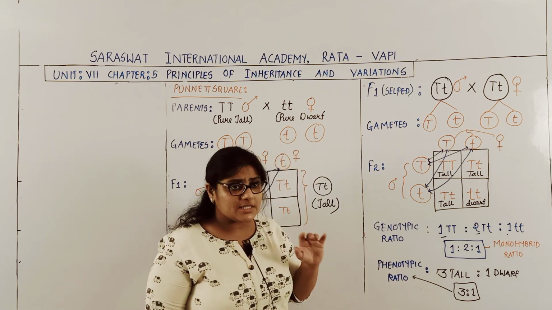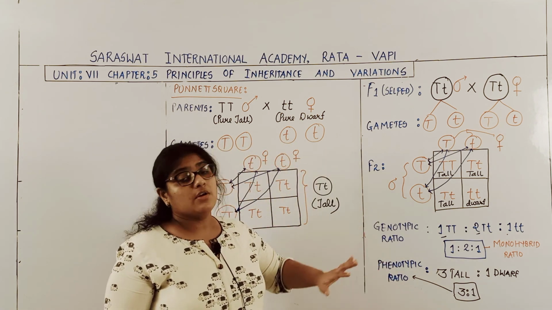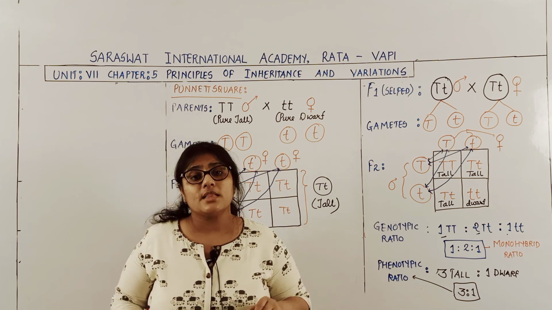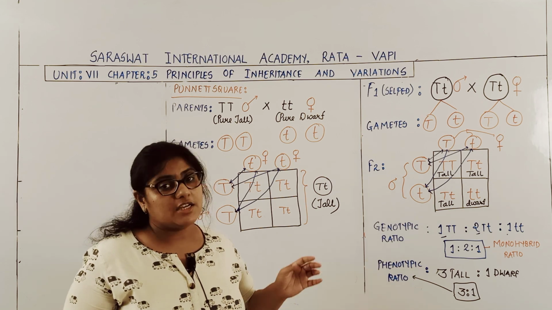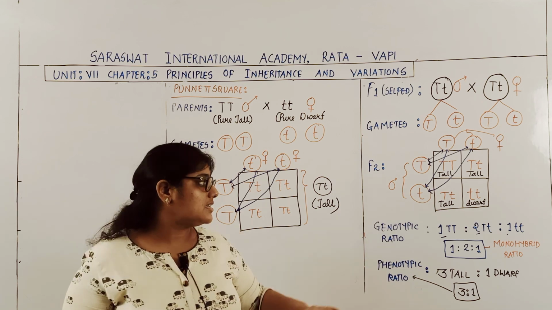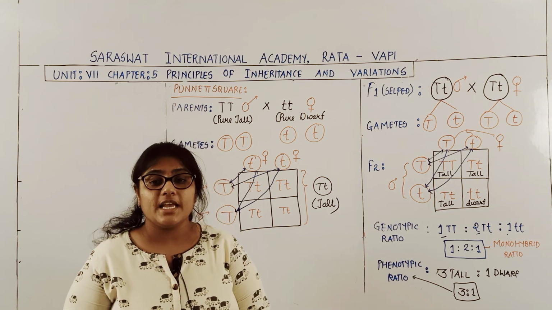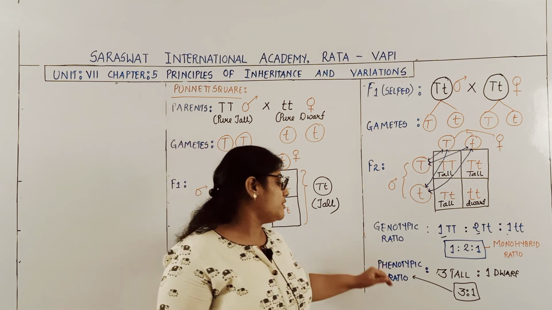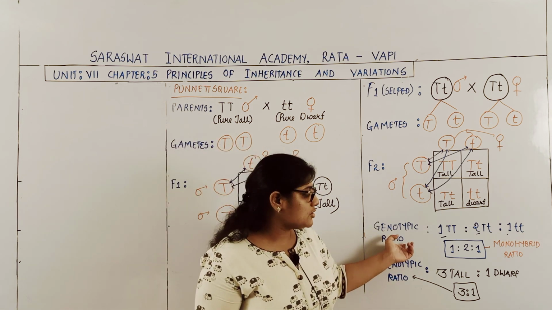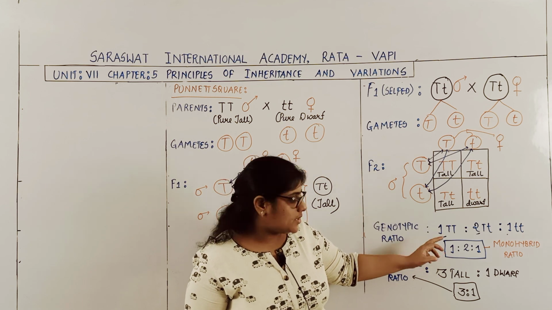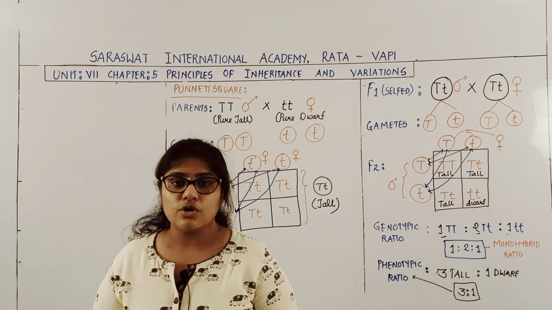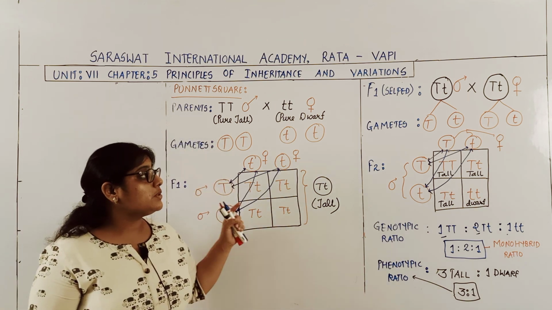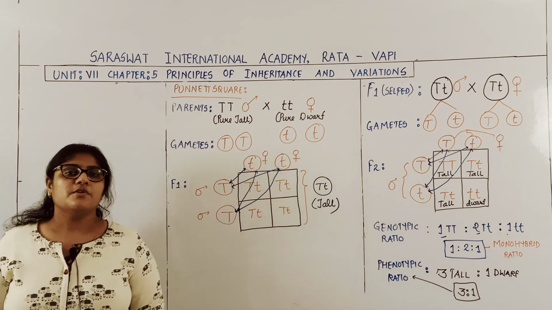Now students, keep in mind that he got this ratio for all the total 7 characters studied by him. When he studied all the total 7 characters, he obtained the same genotypic and phenotypic ratio. What is the genotypic ratio? 1:2:1 and the phenotypic ratio is 3:1. So this is how the Punnett square is represented.